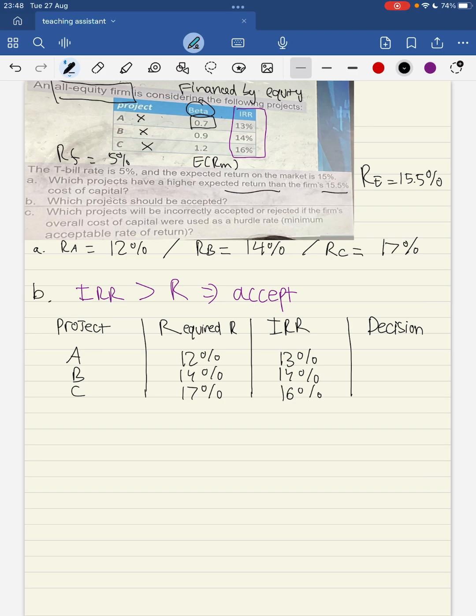So let's check whether the IRR is higher or lower than R, alright? Project A, 13% is definitely higher than 12%, so we should accept it. Moving on to Project B, 14% equal to 14%, so we should not accept it. We need to reject it. In Project C, 17% and 16%. Required return is larger than IRR, so we also reject it. So, in conclusion, we accept Project A only based on the IRR method.